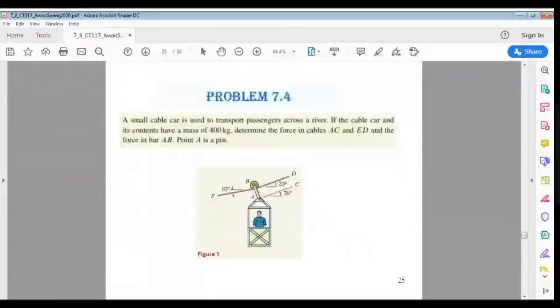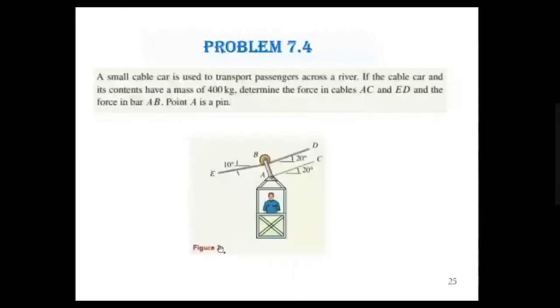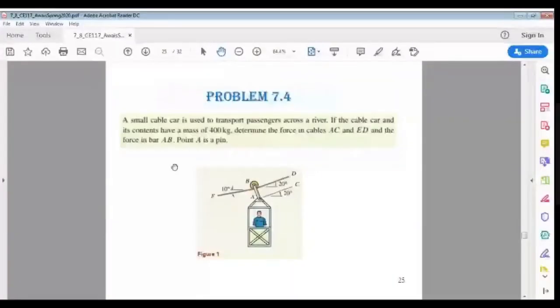So this is the last problem related to our today's lecture. Let's try to solve it together. So the problem states that there is a small cable car which is used to transport passengers across a river. If the cable car and its contents have a mass of 400 kilogram, determine the force in cables AC and ED and the force in the bar AB. Point A is a pin support. So hopefully the problem is clear.